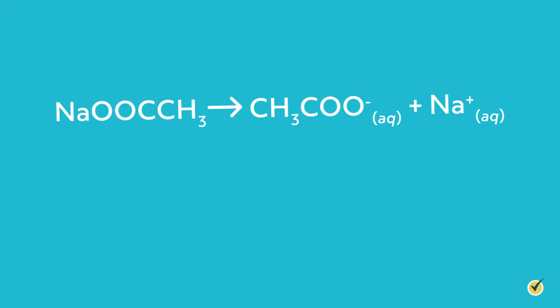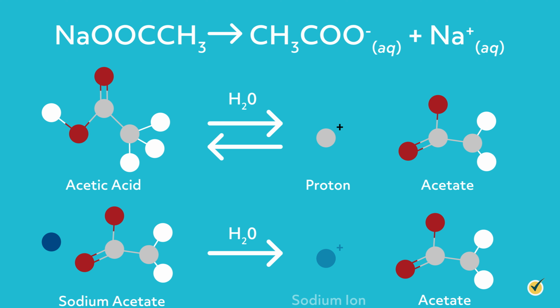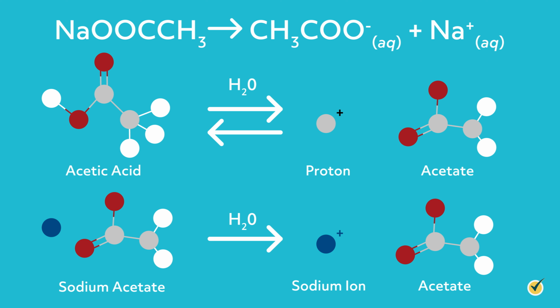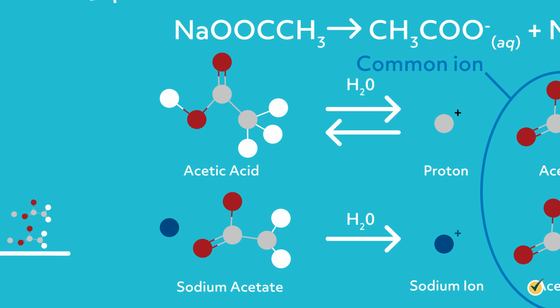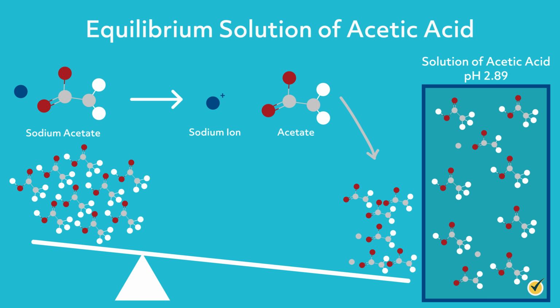Now, let's consider what happens when we add sodium acetate to our solution of acetic acid. When added to water, sodium acetate completely dissolves into sodium and acetate ions. As we know, acetic acid also dissociates into the acetate ion, so our two reactions have a common ion. Let's go back to our seesaw. By adding sodium acetate, we increase the concentration of acetate ions to 0.1 molar in our solution, which we must take into account when calculating the equilibrium for acetic acid, even though it came from a different source. The equilibrium for acetic acid is now out of balance.